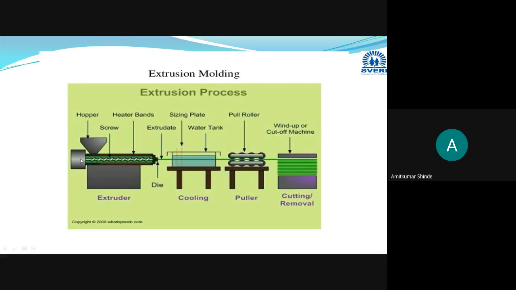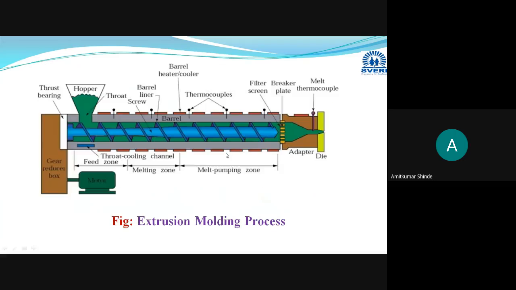Then we provide the rotational motion, and simultaneously heating is started. Whichever plastic material we have fed here will start melting and form a uniform molten plastic paste, which will be gathered at the end of this cylinder due to the rotational motion of the screw. As shown in this diagram, a filter screen and breaker plate will be there.